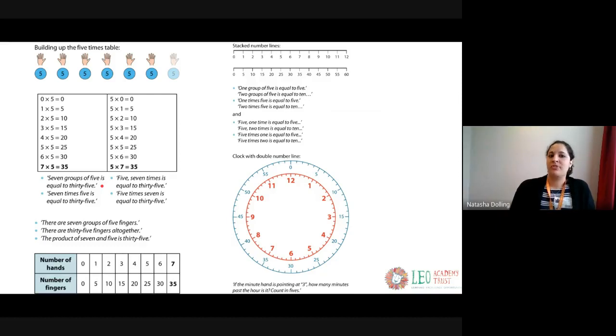7 groups of 5 is equal to 35. 7 times 5 is equal to 35. 5 times 7 is equal to 35. Lots of different ways of saying this in times tables, including groups.